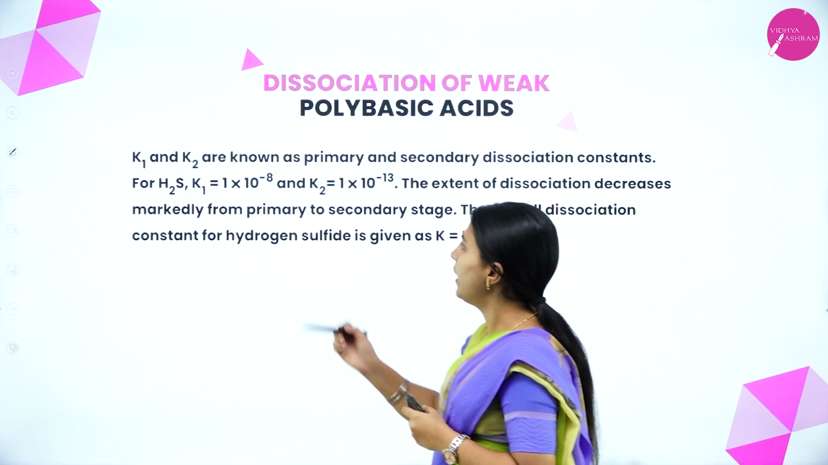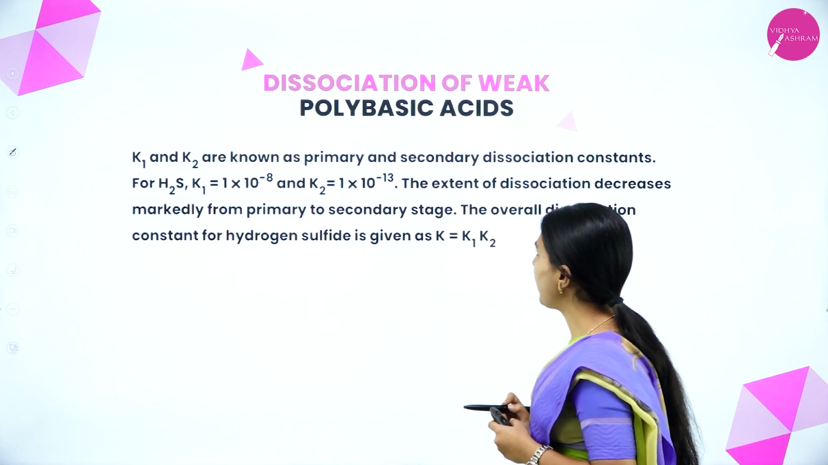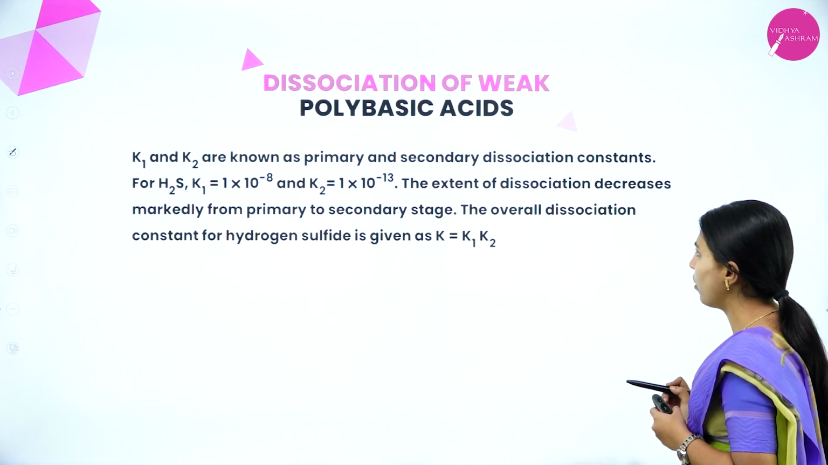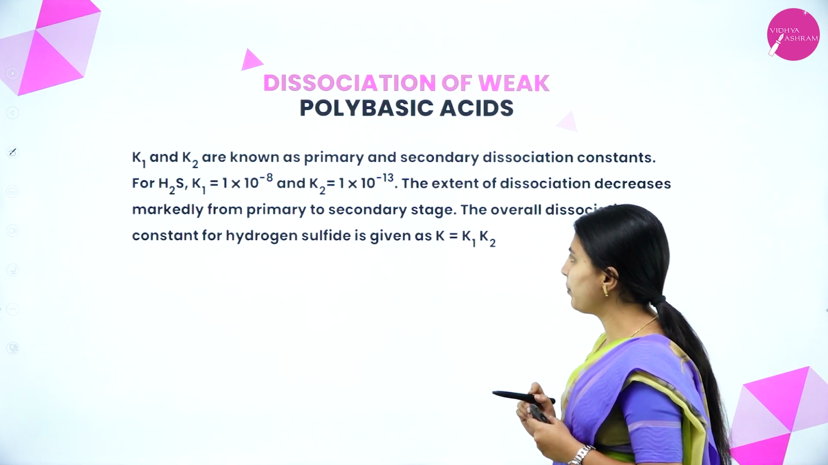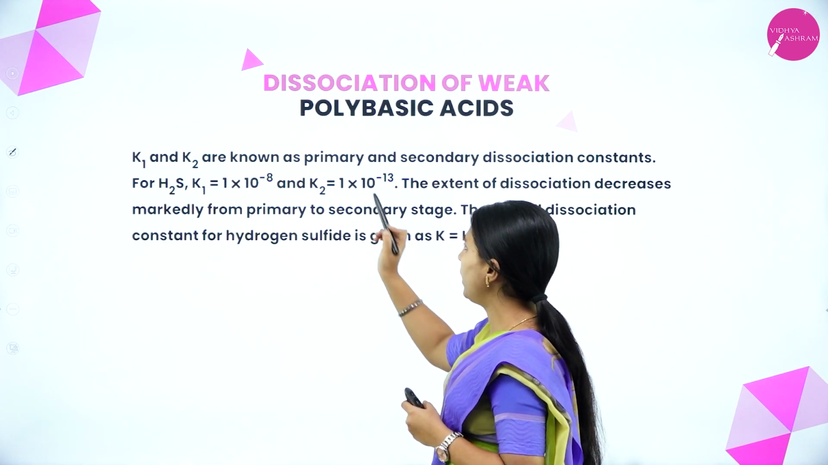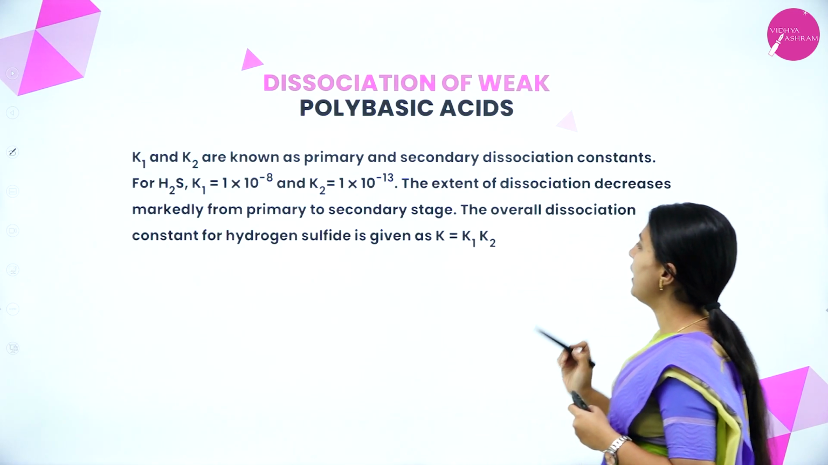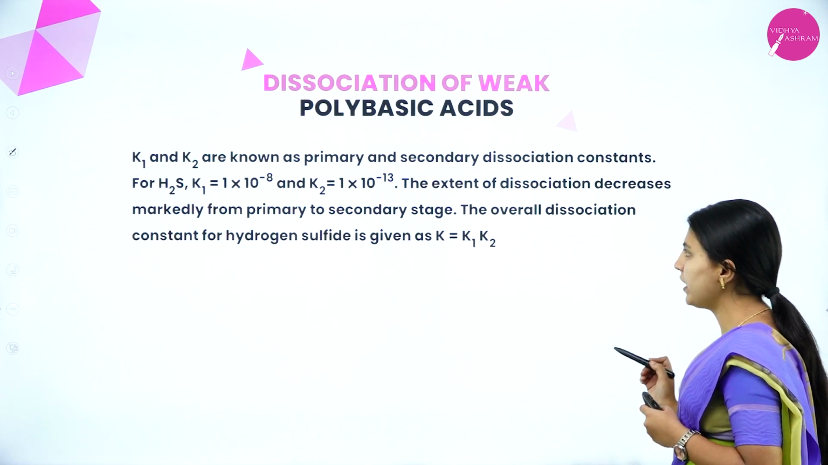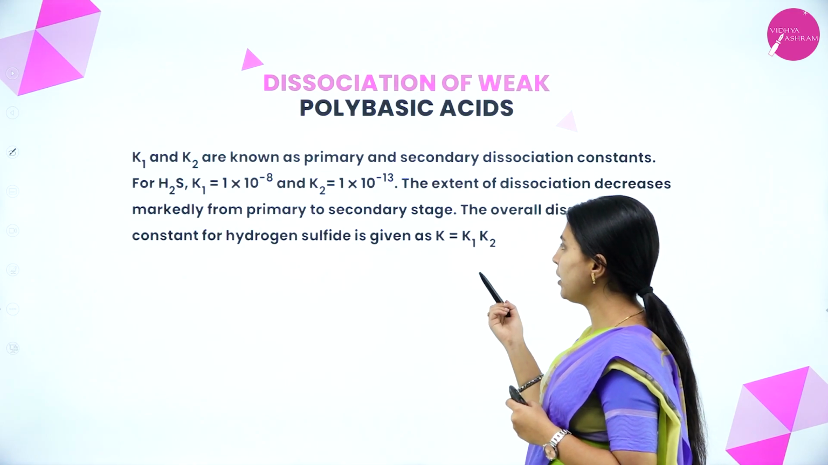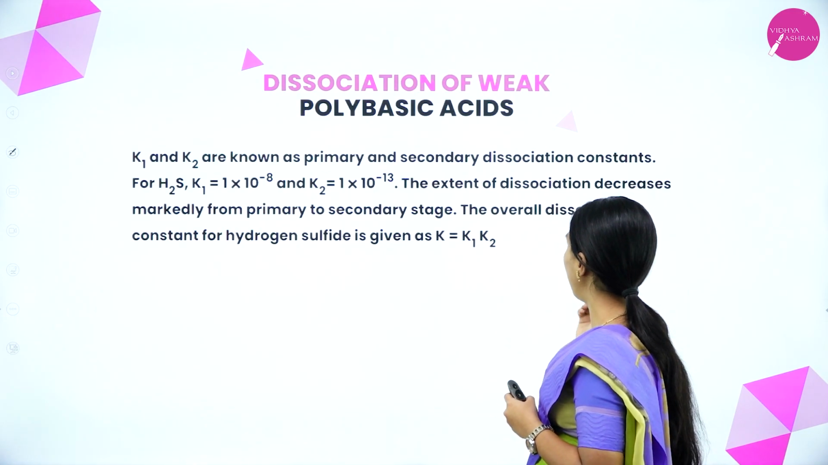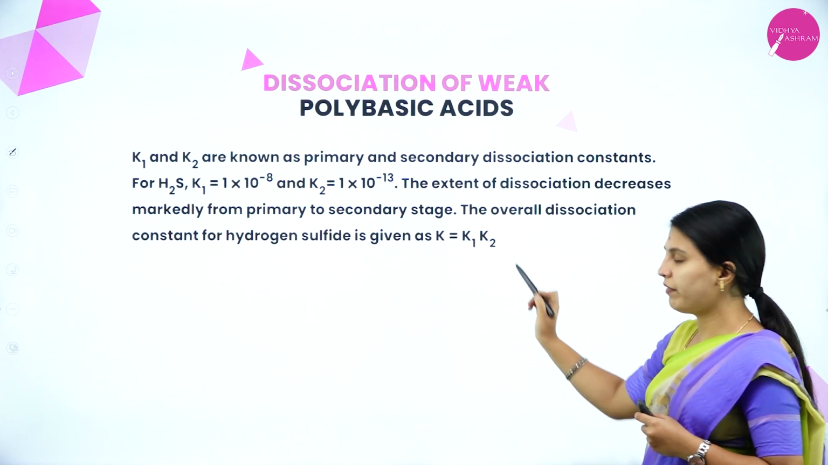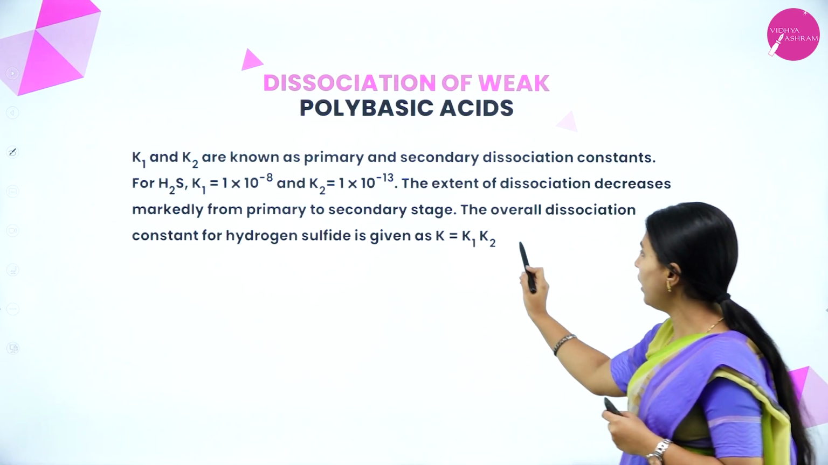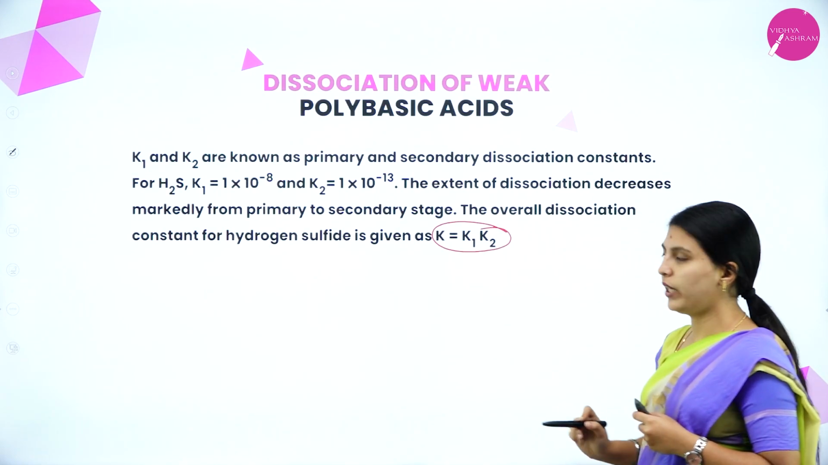K1 and K2 are known as the primary and secondary dissociation constants. For H2S, K1 equals 1 into 10 to the power of minus 8 and K2 will be 1 into 10 to the power of minus 13. The extent of dissociation decreases markedly from the primary to the secondary stage. The overall dissociation constant for hydrogen sulfide is K equals K1 into K2. This is the overall for H2S.